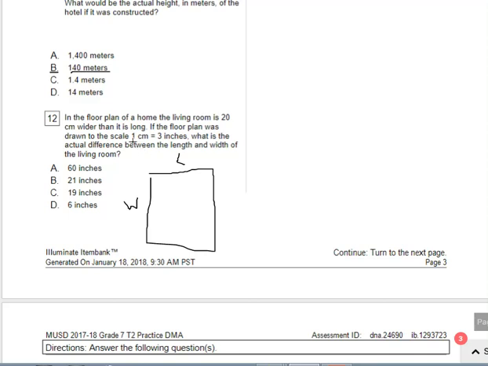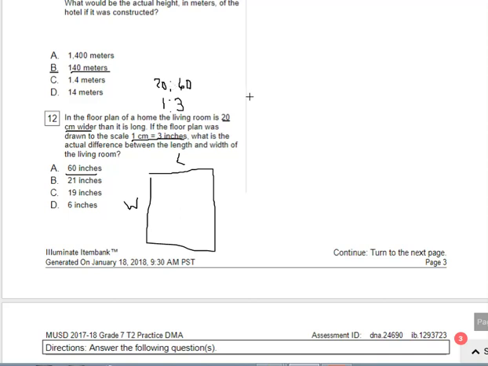Well, the scale ratio here is 1 centimeter for every 3 inches. If they tell you that it's 1 centimeter to 3 inches, what they're asking you is, what is 20 centimeters then? In that case, you can see that it is 60 inches. There was a 1 to 3 ratio, meaning for every 1 centimeter, it's 3 inches. So 20 centimeters is going to equal 60.